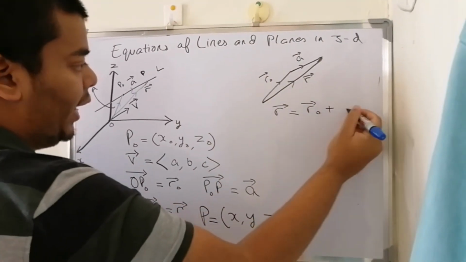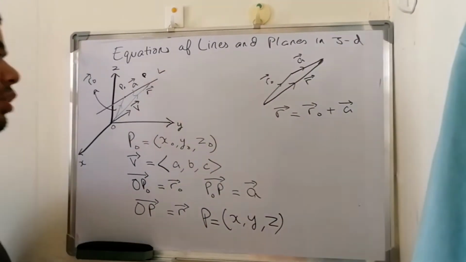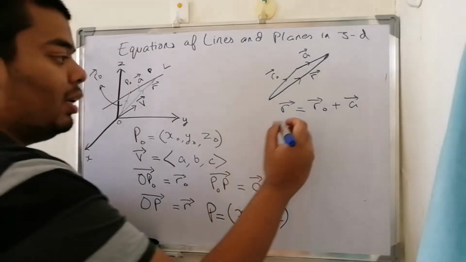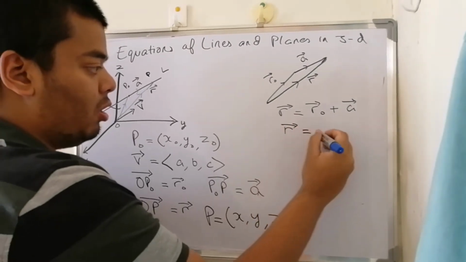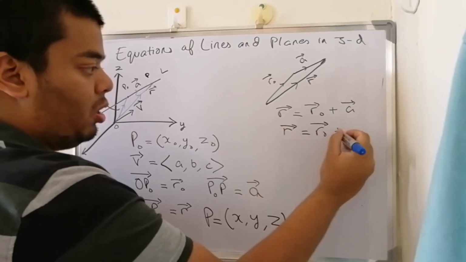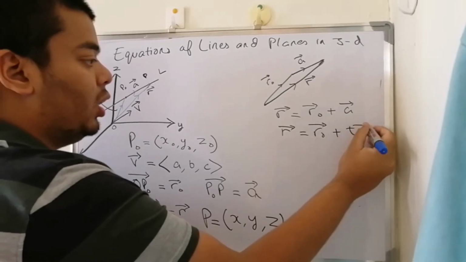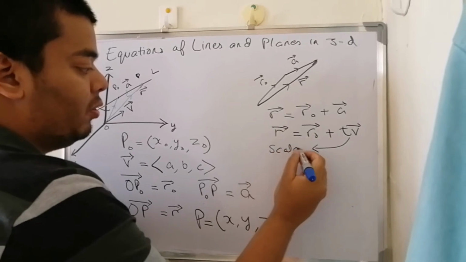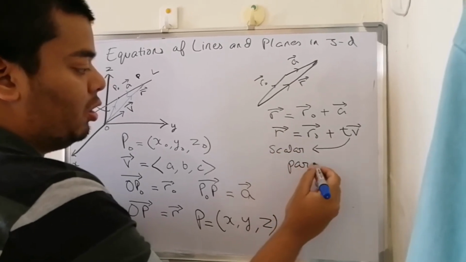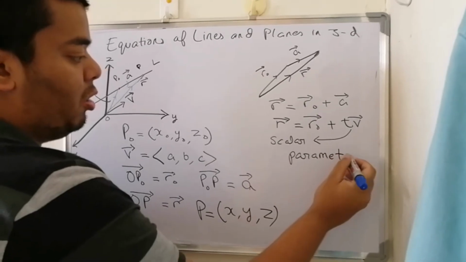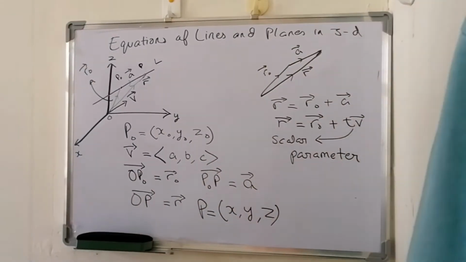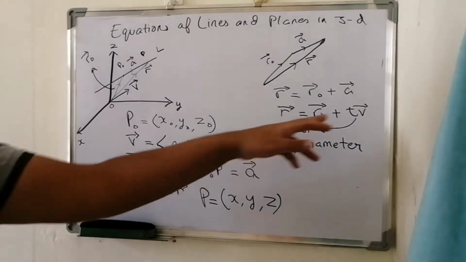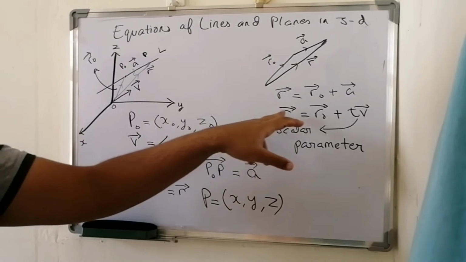Now we know a very interesting fact about A is that A is parallel to V, as mentioned before. So A can be replaced by T into V, where T is a scalar parameter. What does a scalar parameter mean? It means that as you change this parameter, the position vector R will change.